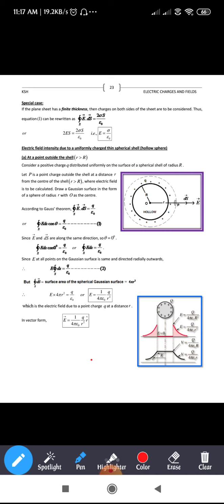At the point P, I'll take a small element, that is ds. As you know, the area vector should be normal to a given surface, so vector ds will be towards the right.